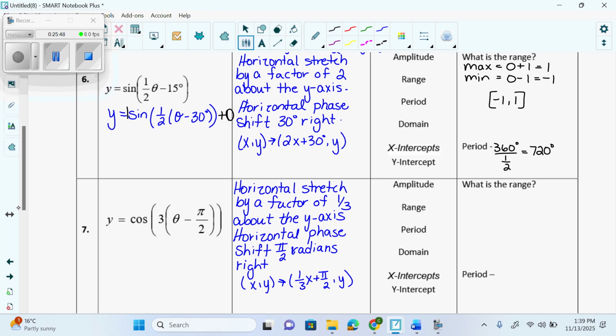And then this one is in radians. So the period is 2 pi divided by the b value. The b value is 3. And the range is, once again, D, which is 0 and 1. So the range isn't going to change. So max equals 0 plus 1, which is 1. And min is 0 minus 1, which is negative 1.